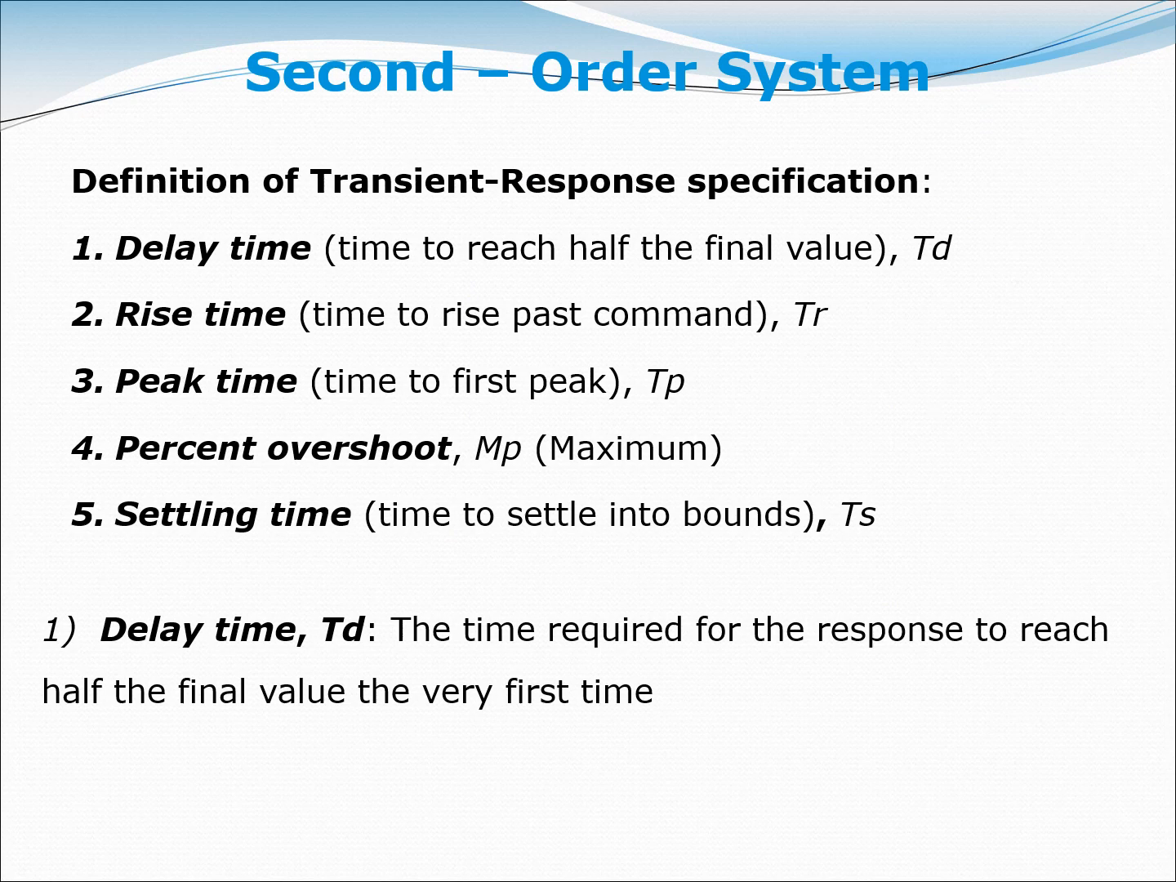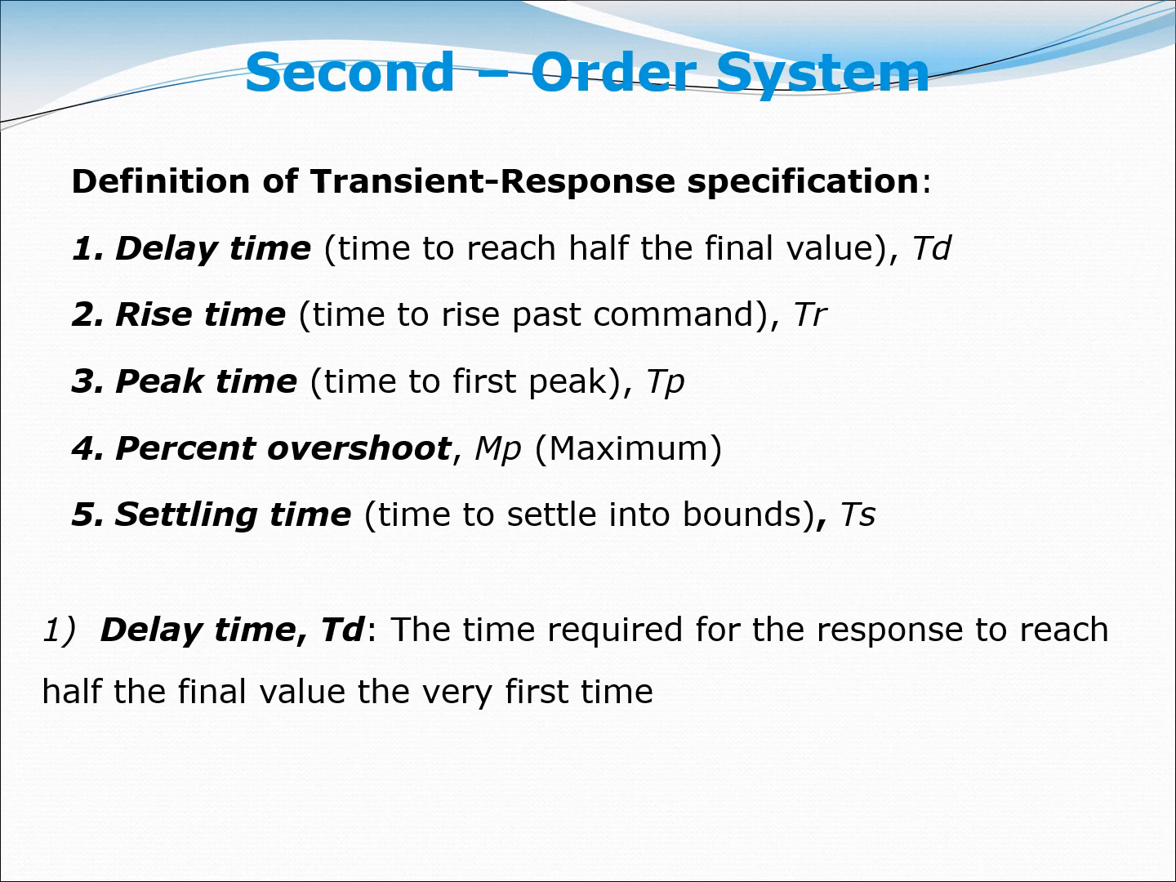Okay, next we will discuss the transient response specifications of the second order system. There are five types of specifications. The first one is delay time, the time to reach half the final value, where the symbol is TD. The second one is rise time, the time to rise from zero to the final value. The symbol is TR. The third one is peak time, the time to the first peak.